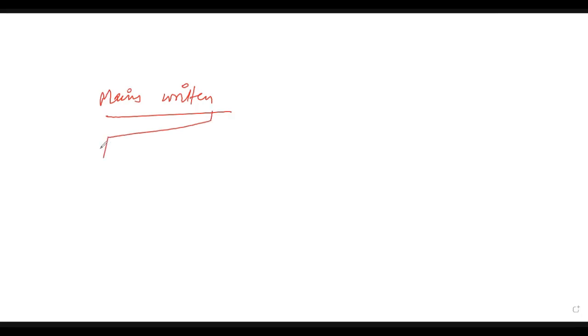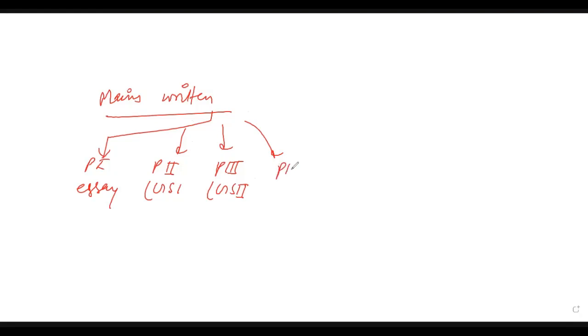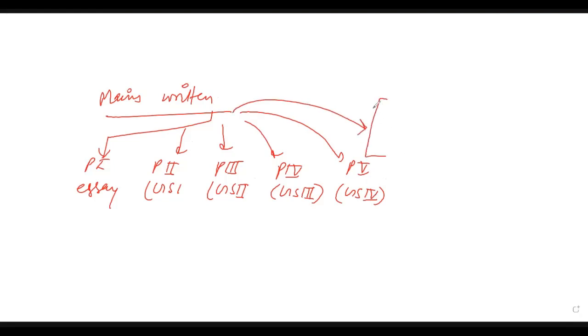Mains written, we have paper 1, that is essay, paper 2, that is GS1, paper 3, that is GS2, paper 4, that is GS3, paper 5, that is GS4. Along with it, there are two optional papers of 250 marks each. So total 500 marks of optional.